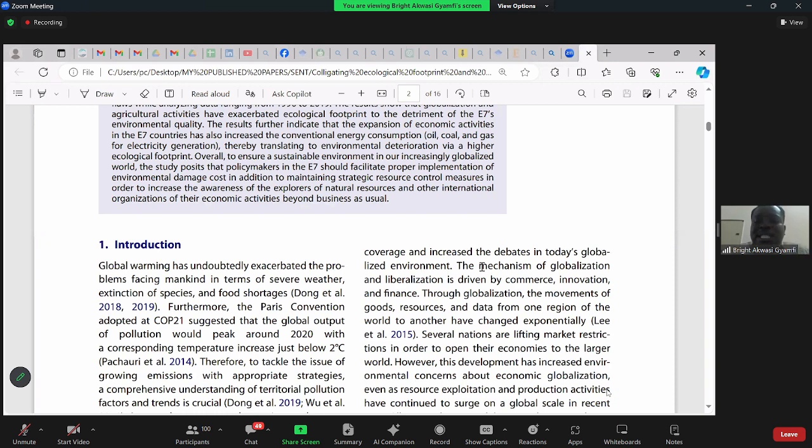The first problem statement is the global problem statement. And the second problem statement is the area that you are doing your research. Are you doing your research in, let's say, Ghana? Let's say the health sector. Are you doing your research area?